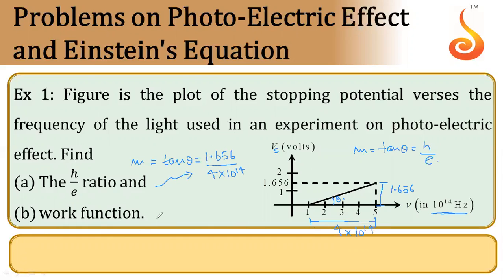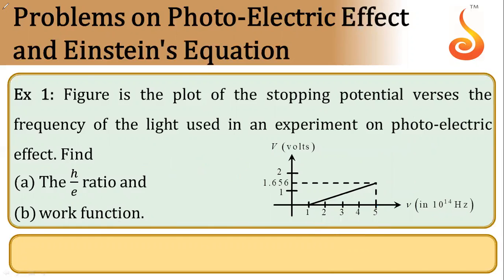Next is work function. Let's say we have attached a battery here, and radiation was falling on this surface. So this was your positive side, this was negative side. An electron came out with a certain velocity and it started moving. To stop this electron from reaching the cathode, we apply stopping potential.